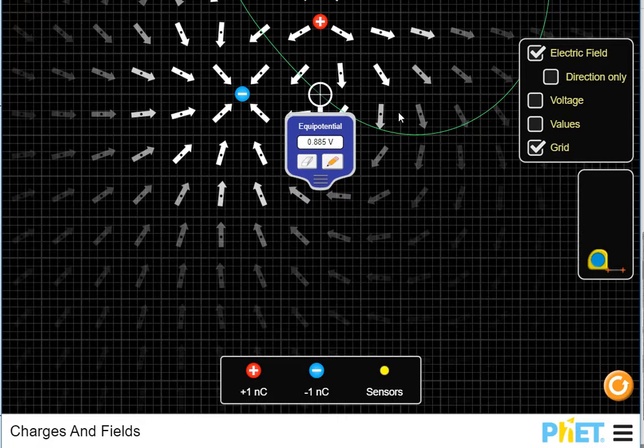Okay. Yeah, play around with it, see if you can make sense of this. It's a very useful application that PhET has here.